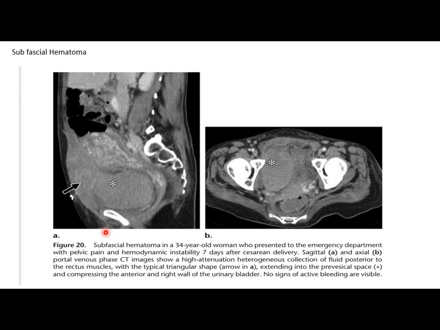So this is a collection posterior to the rectus abdominis muscle, and here is the large collection compressing the anterior and right wall of the bladder. This indicates a subfascial hematoma by anatomy. We can differentiate between both of them: bladder flap hematoma is between the uterus and the bladder, while subfascial hematoma is posterior to the rectus abdominis and anterior to the peritoneum.